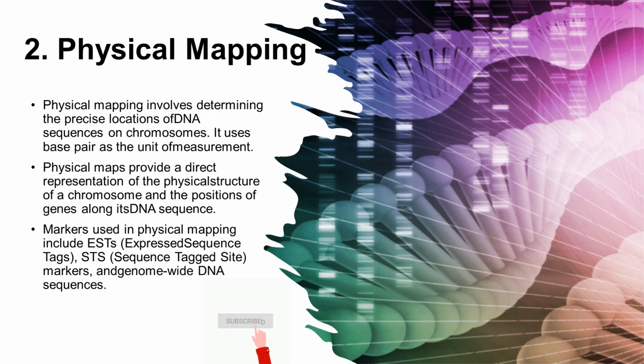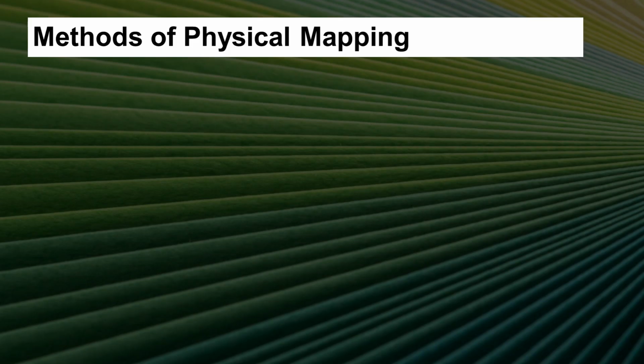Markers used in physical mapping include ESTs, expressed sequence tags, STS, sequence tag site markers, and genome-wide DNA sequences. Methods of physical mapping.